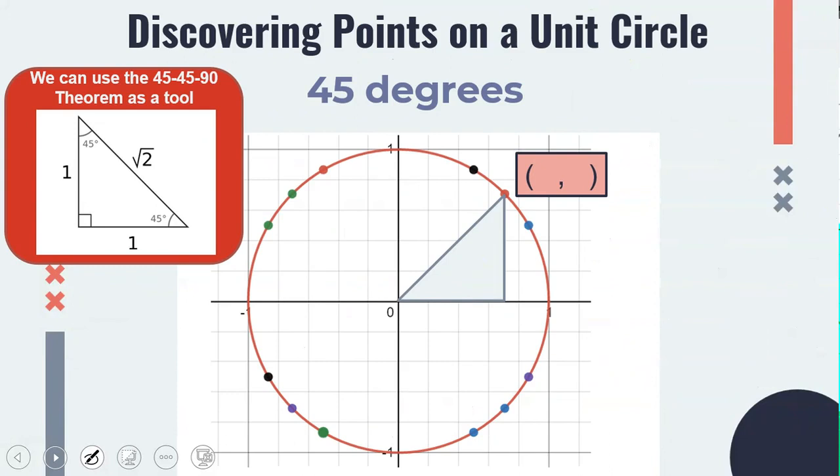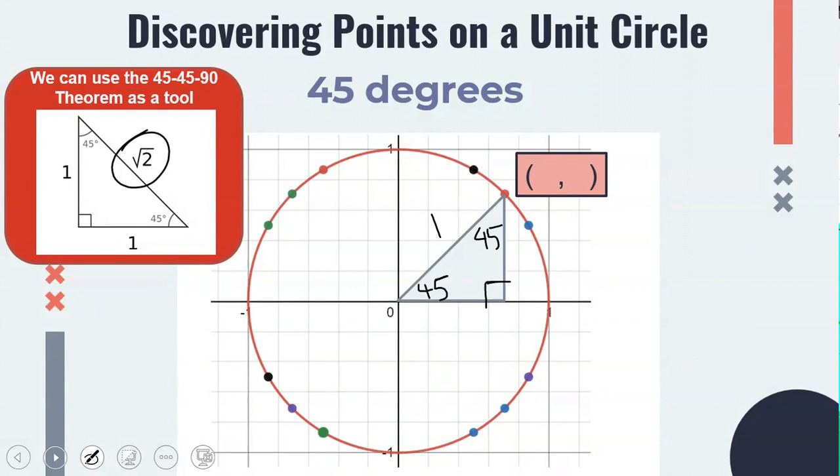Let's move on to the next point, 45 degrees. So we got our 45, 45, 90 triangle. That means this guy would be 45, this guy would be 45. Again, our radius is equal to what? Now, here's where it gets a little trickier. Notice that the hypotenuse is supposed to be the square root of 2.